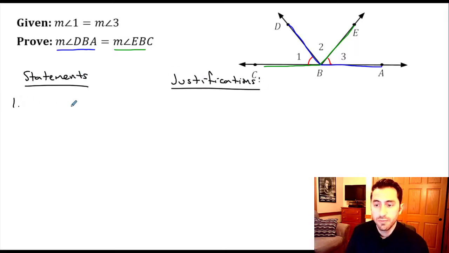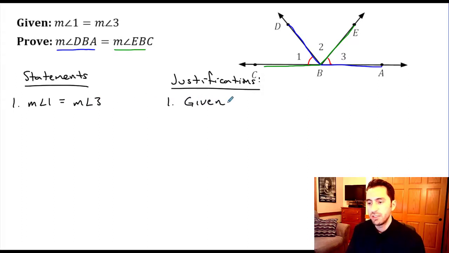So as I said, we want to start with our given information. That statement that we're given up top, I'm going to rewrite that. The measure of angle 1 is equal to the measure of angle 3. And my justification here is just a given. So we're assuming that this is true.